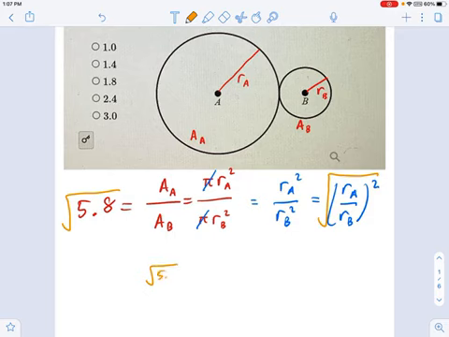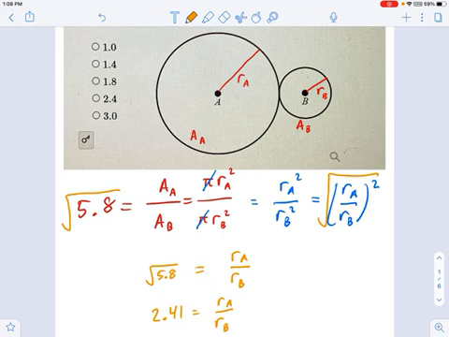On the left, I've got the square root of 5.8. Who knows what that is? It's some number. But on the right, the square root takes care of the square, and you just get RA divided by RB. Okay, so I'm going to square root 5.8. I think it's time to do that. Square root of 5.8, you get 2.41. And what that means is the radius of wheel A is 2.41 times bigger than the radius of wheel B.